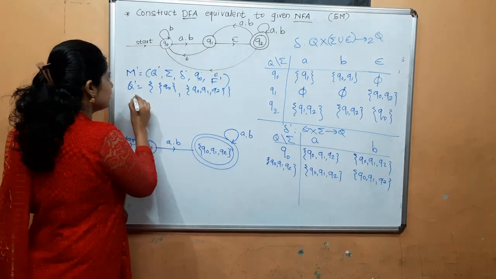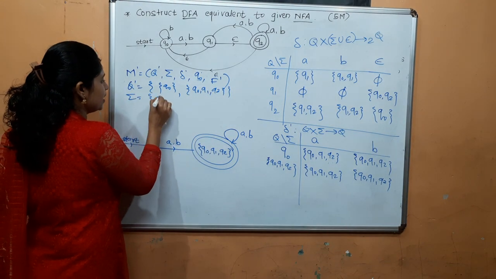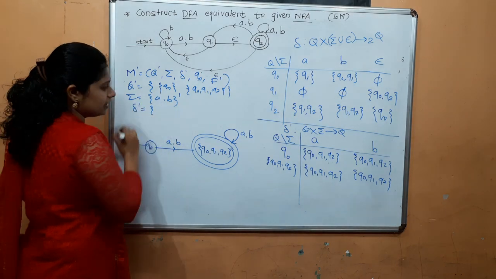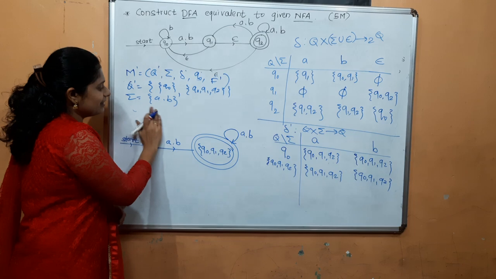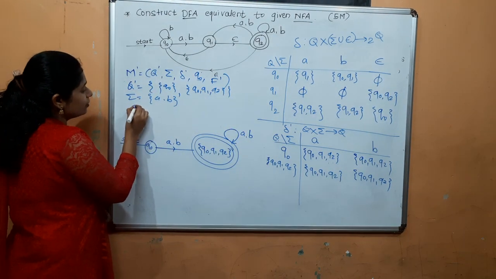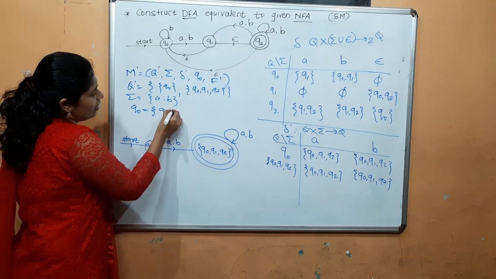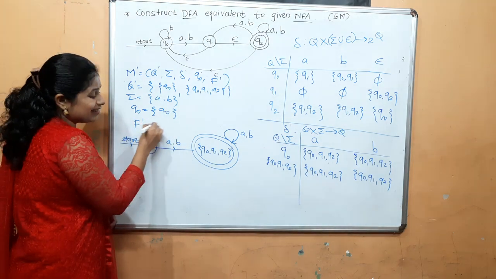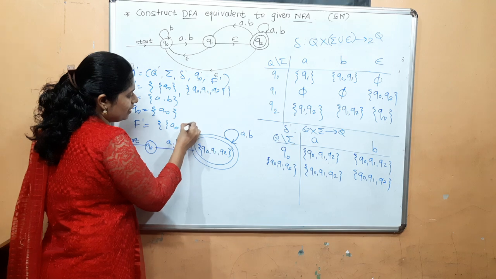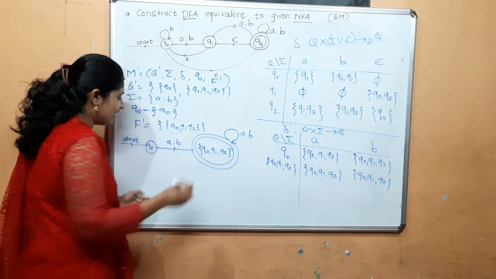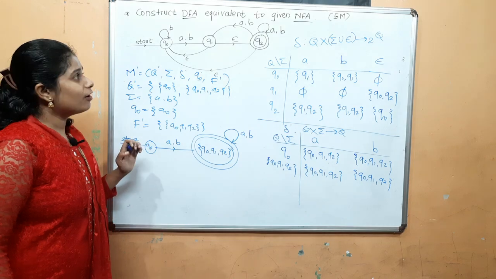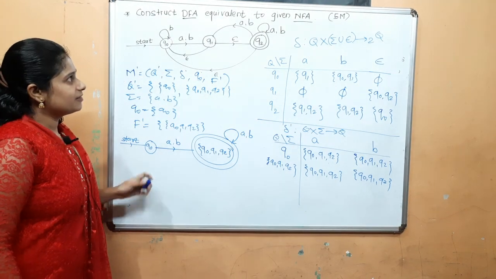Then sigma is A comma B. Now see here, delta' is already calculated. Then Q0 will be Q0 and the final state, that is F', is equal to what? Q0, Q1 and Q2. Okay, and this is the transition diagram. This is all for 5 marks. Okay, thank you.